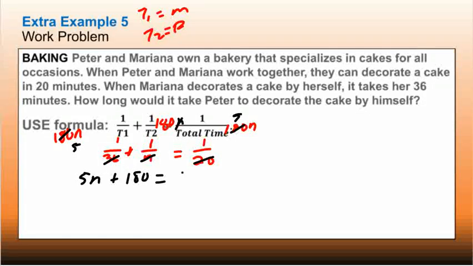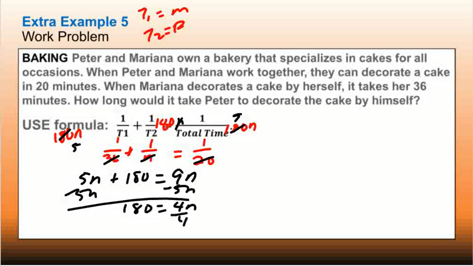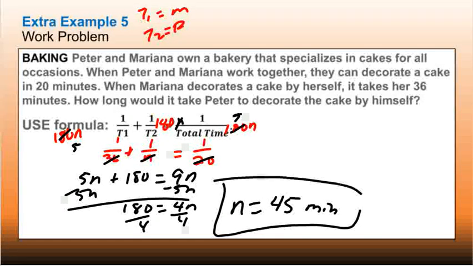So 9n. Subtract 5n from both sides, and I get 180 equals 4n. Divide by 4. 180 divided by 4 will give us 45. So n would be 45 minutes. So it would take Peter 45 minutes to decorate the cake by himself. That is our lesson on solving rational equations.